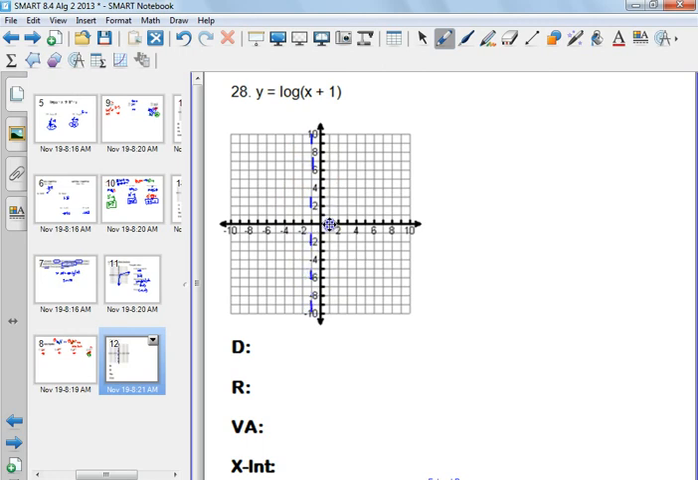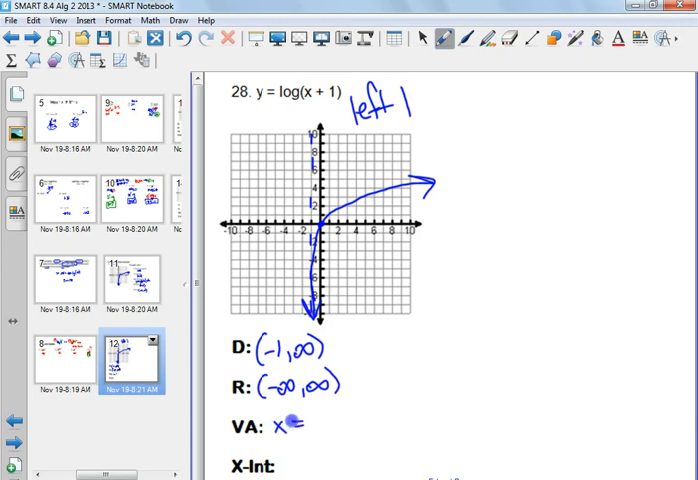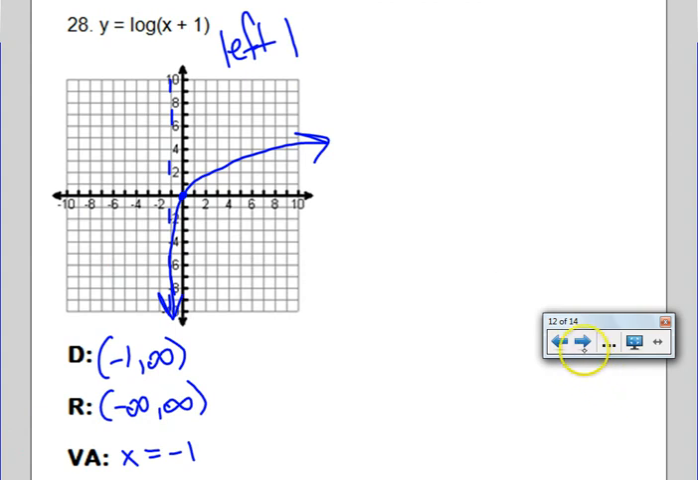So that x-intercept that used to be at the point (1, 0), now it's been shifted left 1, so now it's at (0, 0). And again, your calculator will not show you the vertical asymptote. You have to know that it is there. So we do notice that this has been shifted left 1 unit. So the domain now, instead of being from 0 to infinity, it's now from negative 1 to infinity. The range is still negative infinity to infinity. That never changes. The vertical asymptote is now at the line x equals negative 1, and the x-intercept is now at the point (0, 0). And I think that is close to the end of our lesson.